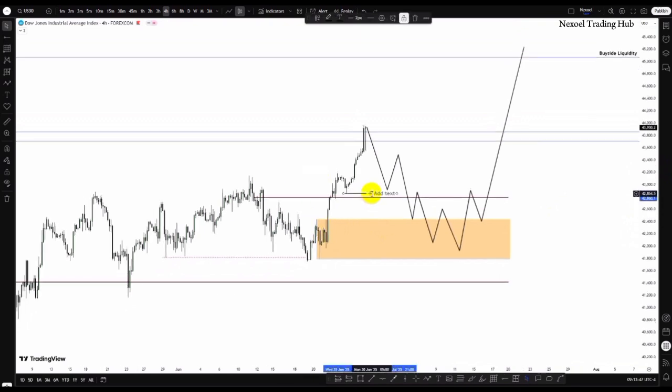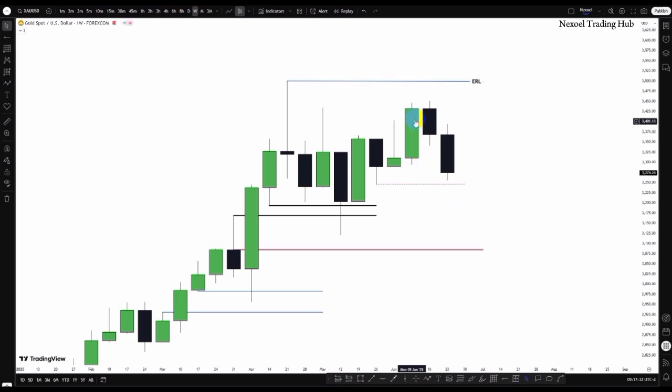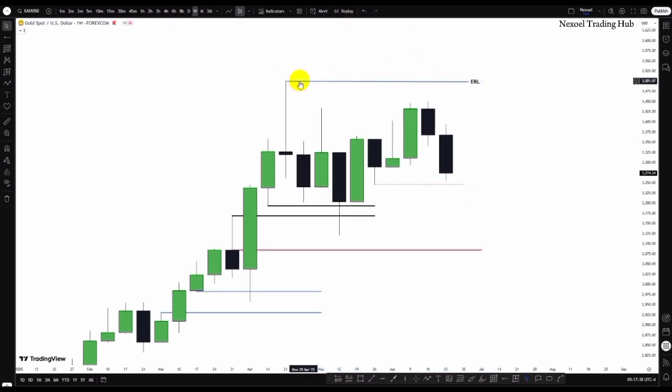Let's check out the gold pair. Here in gold, what we can see, gold has left the external range liquidity untouched. So gold has not purged this external range liquidity, this all-time high. So what we can see is that we are having the bearish delivery of price to the downside. So we have the sell side liquidity. We're going to clearly see that in the daily time frame.